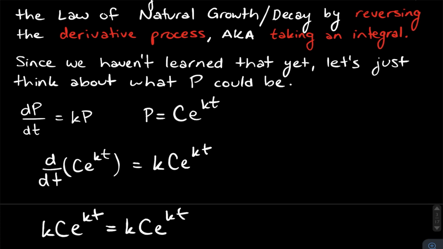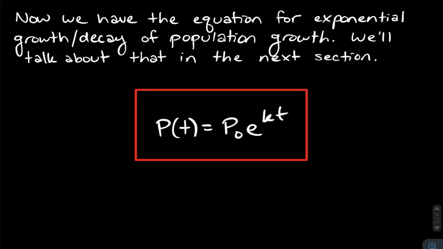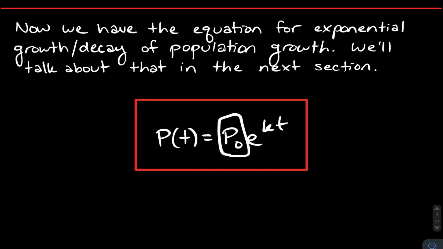But anyways, p ends up equaling c e to the kt, and what you'll realize is that c is the initial population. That's why we actually want that constant there. That constant is going to tell us the initial population. That's cool. So our equation is that our population after some time, t, is equal to the initial population times this exponential. Okay? So now let's get into actually doing some problems with exponential growth and decay, and since we're on the topic, we'll start with population growth.